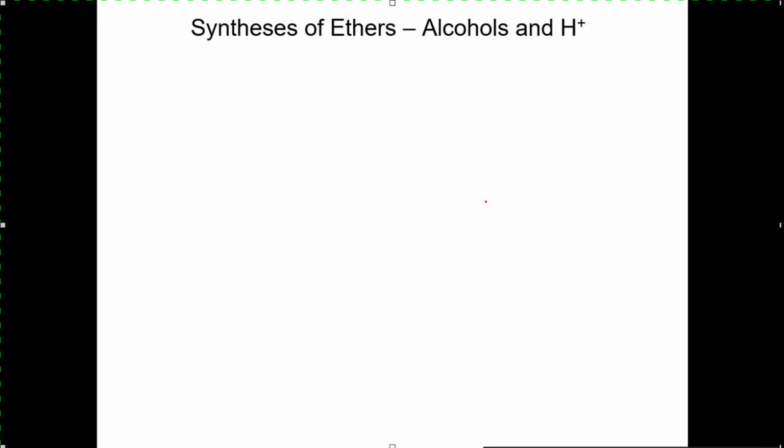Okay, so new methods to synthesize ethers that are not going to be new methods, they're old methods. So let's say I had methanol and I reacted it with tertiary butyl chloride. What kind of reaction would that be? Well, if you said SN1, you would be correct.